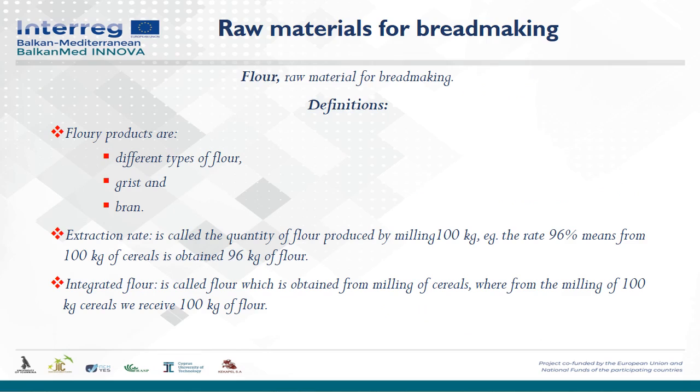Before starting to talk about the technology of bread making, let's mention some definitions about flour, which is the basic raw material for bread making. Flour products are different types of flour, grease and bran. Extraction rate is another definition; it is the quantity of flour produced by milling 100 kilograms. For example, the rate 96%. What does this mean? From milling 100 kg of cereal, 96 kg of flour is obtained. This means the rate 96%.